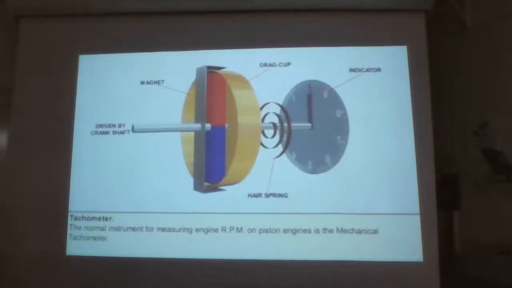The measurement of engine speed is of vital importance, since together with other parameters, accurate control and monitoring of the engine can be achieved. On piston engines, it's crankshaft speed that is measured. The RPM indicator is called a tachometer, or tacho for short. The basic method of measuring engine rotational speed on piston engines is the mechanical magnetic tachometer.